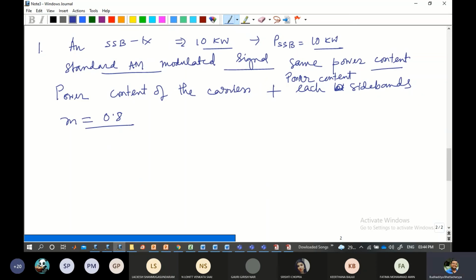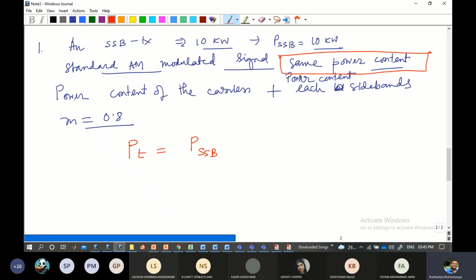The SSB transmission total power is 10 kilowatt. The condition is that it needs to be replaced by a standard AM modulated signal, but it should also have the same power content. So your answer actually lies here: the same power content. This is what is important. I was expecting a very prompt answer for this, that PT, total power, should be equal to PSSB. Is it not the case?